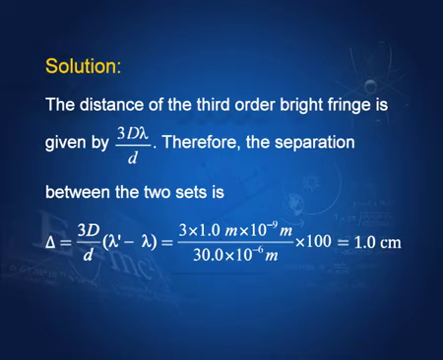So, all that you do is substitute the first lambda for the distance, and then the second lambda for the distance of that particular fringe pattern. Therefore, the separation between these two sets is 3 D by d into lambda dash minus lambda. So, if we substitute the values, you will find it is 1.0 centimeter. So, that is the distance between the third order bright fringes from the two wavelengths.